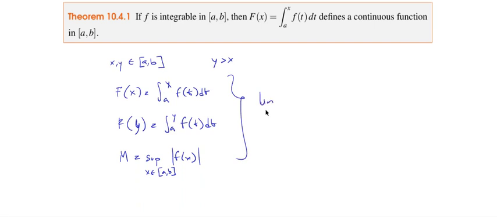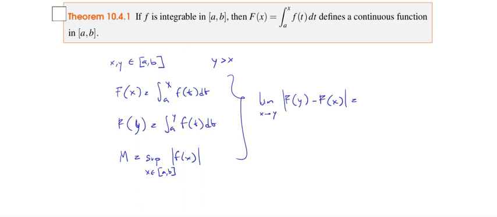We have the limit when y goes to x, or when x goes to y, it doesn't matter, of F of y minus F of x. And we can use the absolute value if we want. This has to be 0 in order for the function to be continuous.